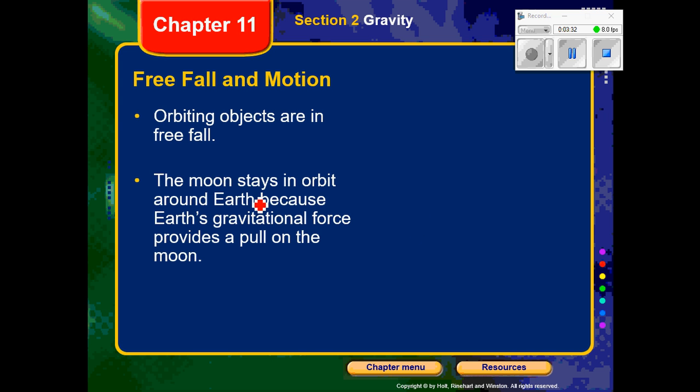Okay, so the moon stays in orbit around the Earth because the Earth's gravitational force provides the pull on the moon. So here's the Earth, here's the moon. The Earth pulls on the moon. Does the moon pull on the Earth? Yeah, the moon pulls on the Earth with the exact same force as the Earth pulls on the moon.